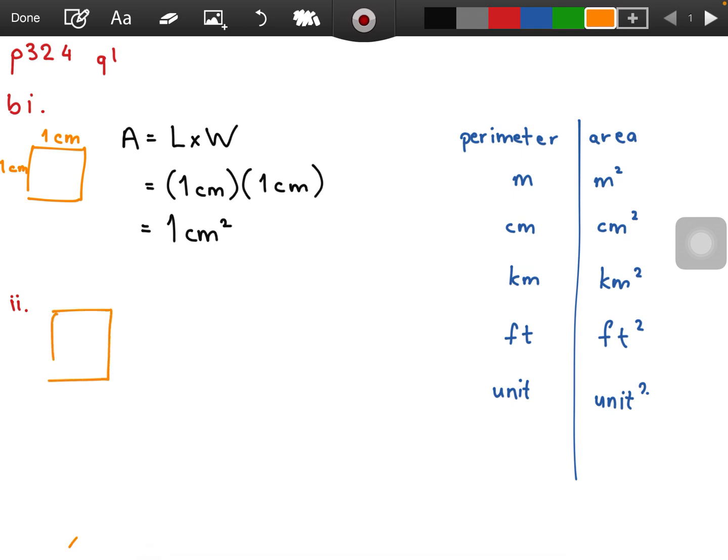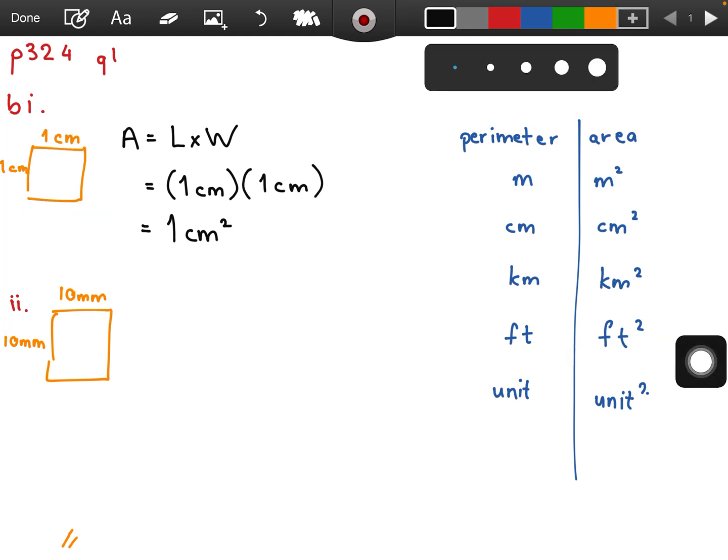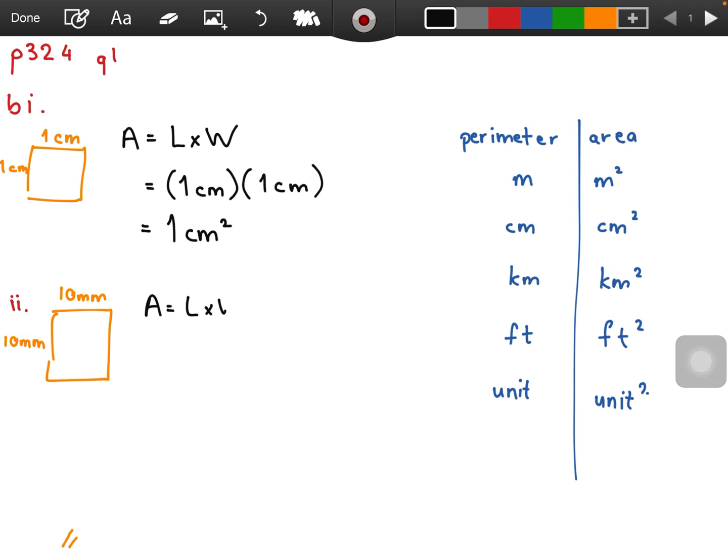Okay, and then this is similar to part A, because then it says, here's a square that has sides length 10 millimeters. So we know 10 millimeters is the same as 1 centimeter. So this is the same square as we had up here. And we're going to find what is the area of this square here in millimeters.